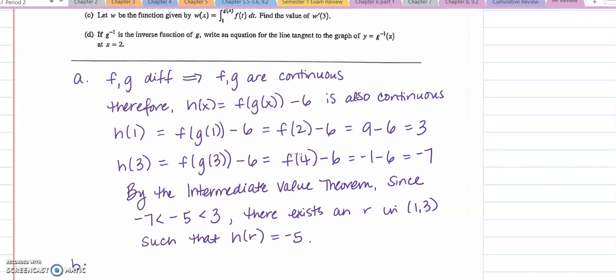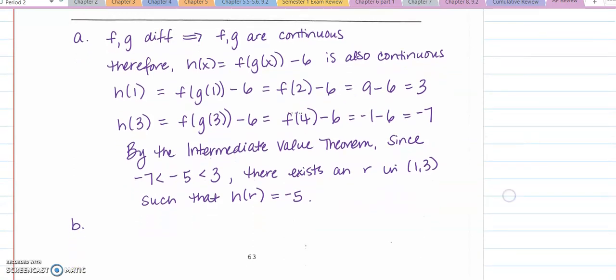Part B. Explain why there must be a value c for 1 less than c less than r such that h prime of c is equal to -5. This one sounds like MVT to me, the mean value theorem. So we've already stated that f and g are differentiable because that was in the text. So we can use the theorem because differentiability, which is what we need for that theorem, is already existing. We also know the outputs. The outputs for h of 1 and h of 3 were found in part A.